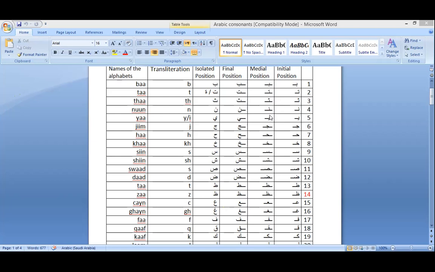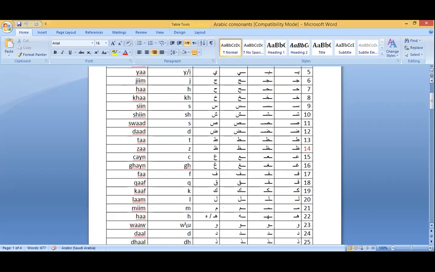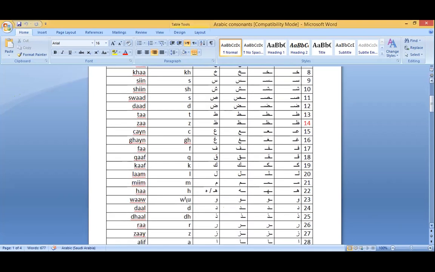Now let's look at group 2, ja, ha, and kha. Do you see any change? Initial and middle? No, they're the same. Sa and sha are also the same. Sa and ba. Is there any change? No. Ba and da.